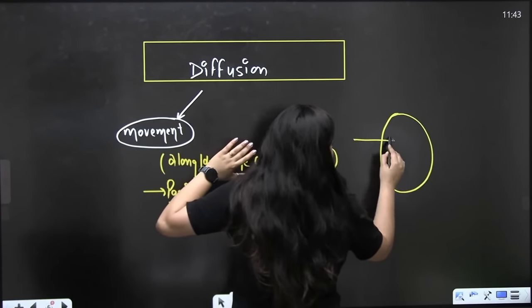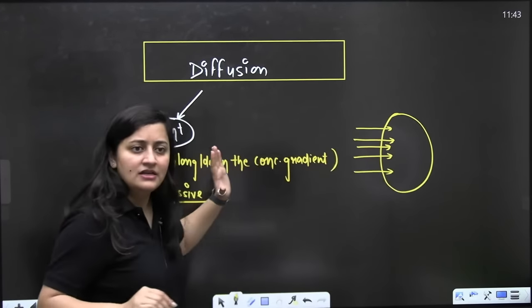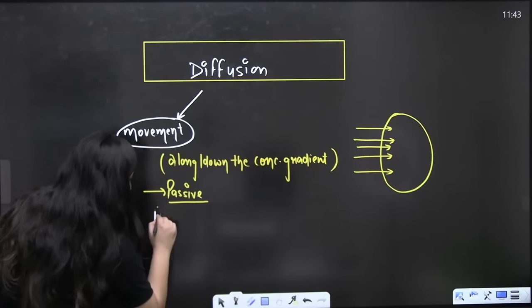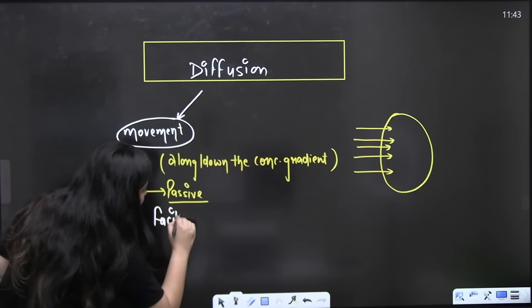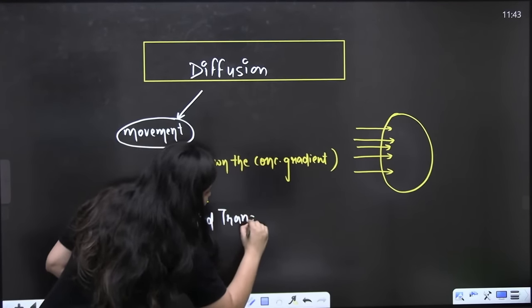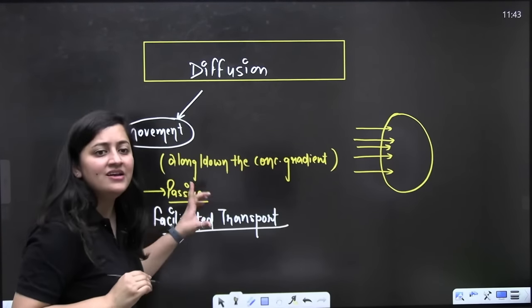You can take a simple example. There is a plant cell, right? The things will move as per the concentration gradient. Simple as that. Done, bachche? Now, there is one more word in the NCERT and that is the facilitated transport. What is it? Are you getting my point?